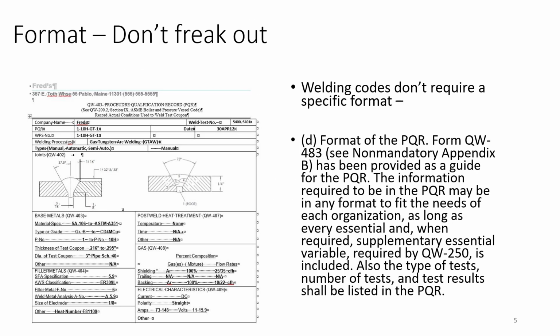Okay, format. Don't freak out. Welding codes don't require a specific format. Most of them don't. So a lot of them just say suggested. So as long as it makes sense, and for ASME Section 9 or AWS D1.1, as long as you address all the essential variables or supplementary essential variables, you're good to go. But format, don't get too tied down in format or freak out on formatting.